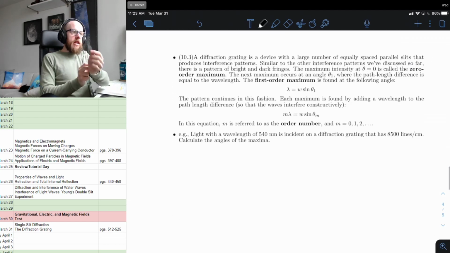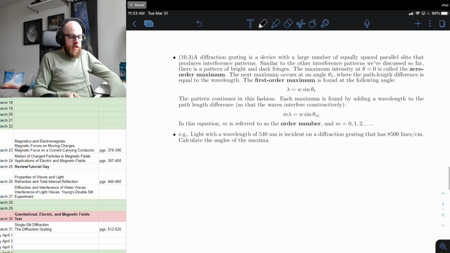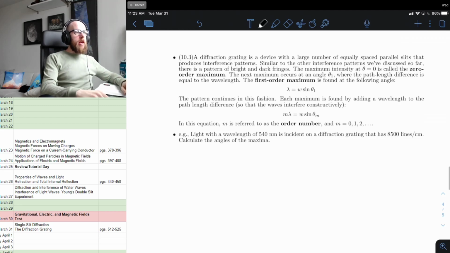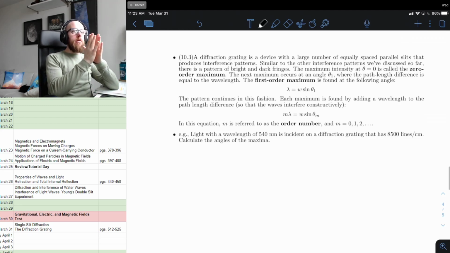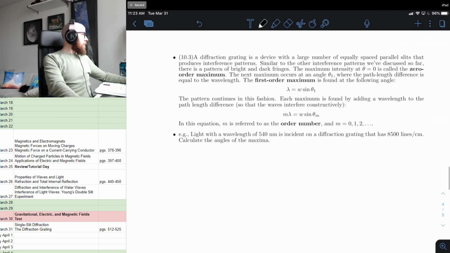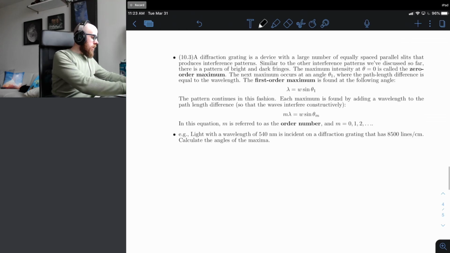Okay, so now let's get into something slightly different, but it's almost the same in the way that we're applying these formulas. So a diffraction grating is a device that has a large number of equally spaced parallel slits. Okay, so I was trying to think of a way to describe this. Basically, actually, let me see if I can pull up an image of one.